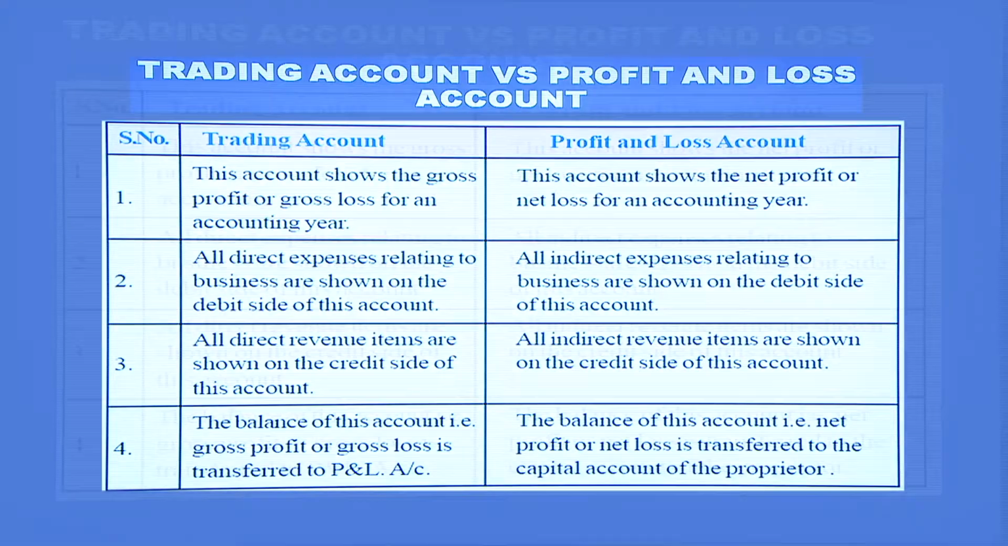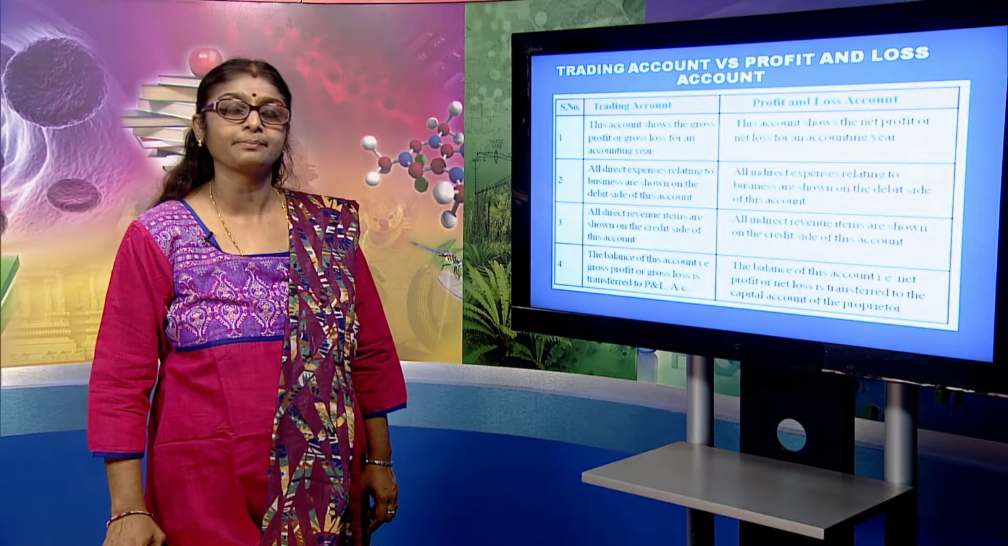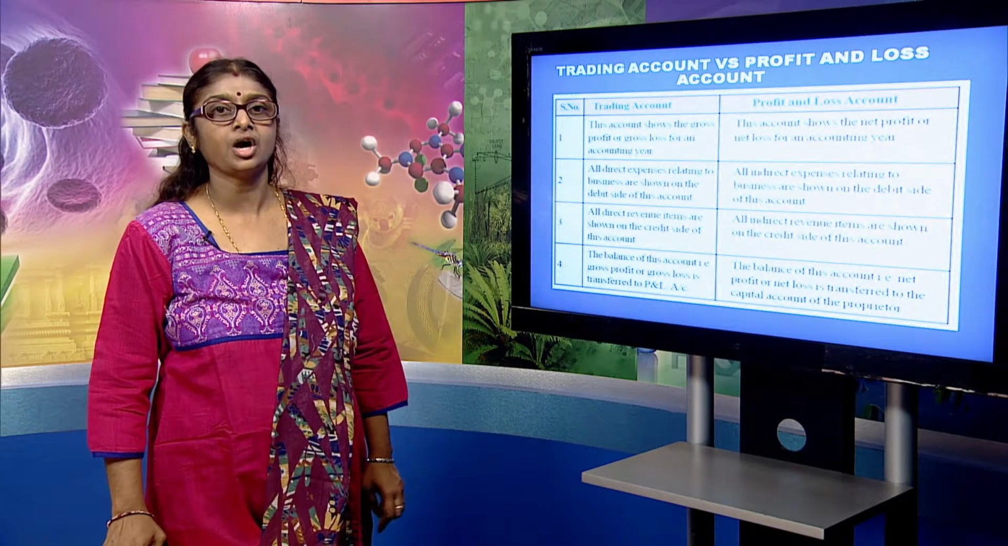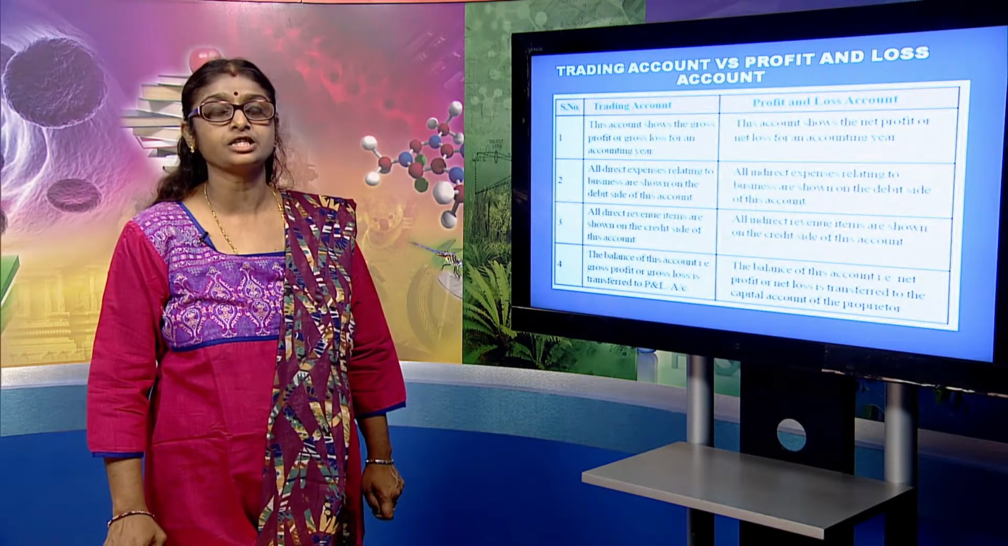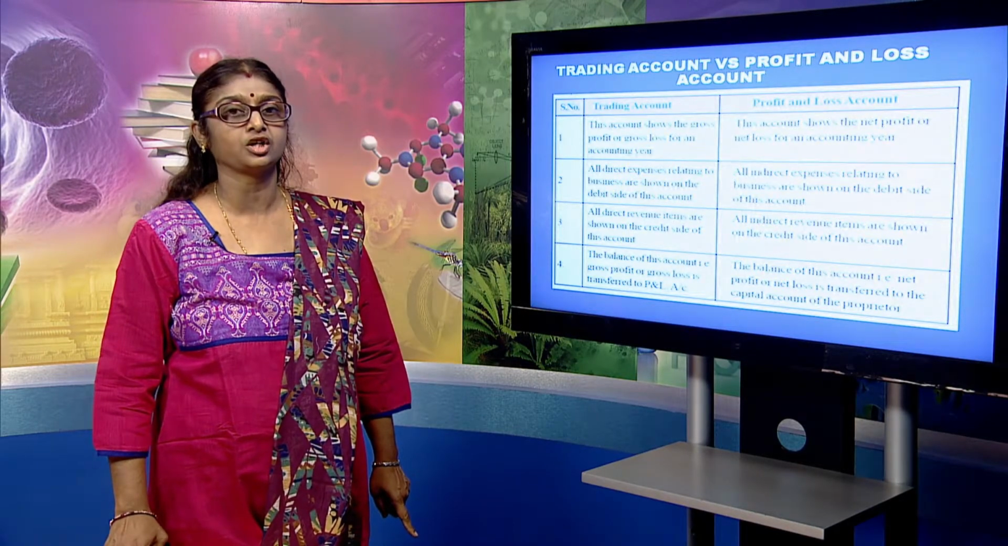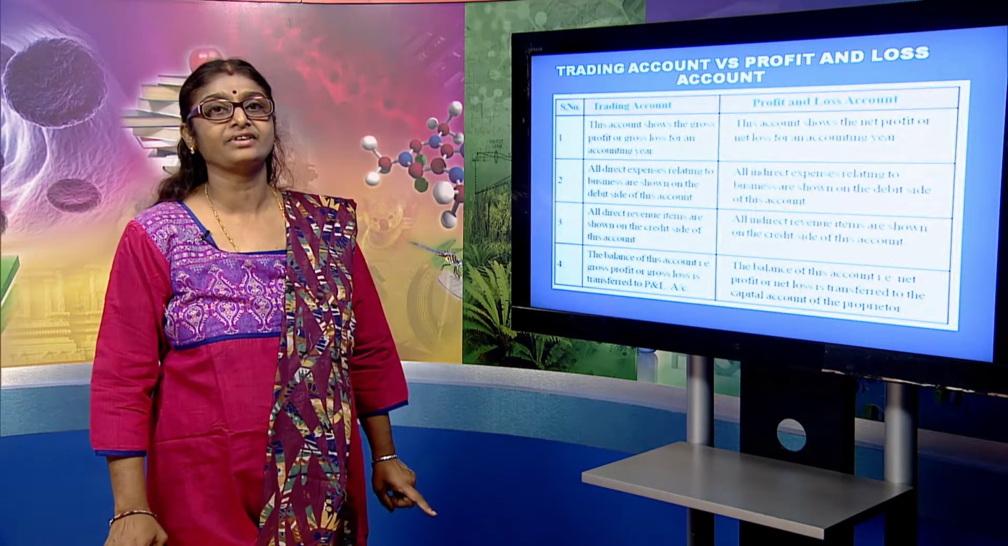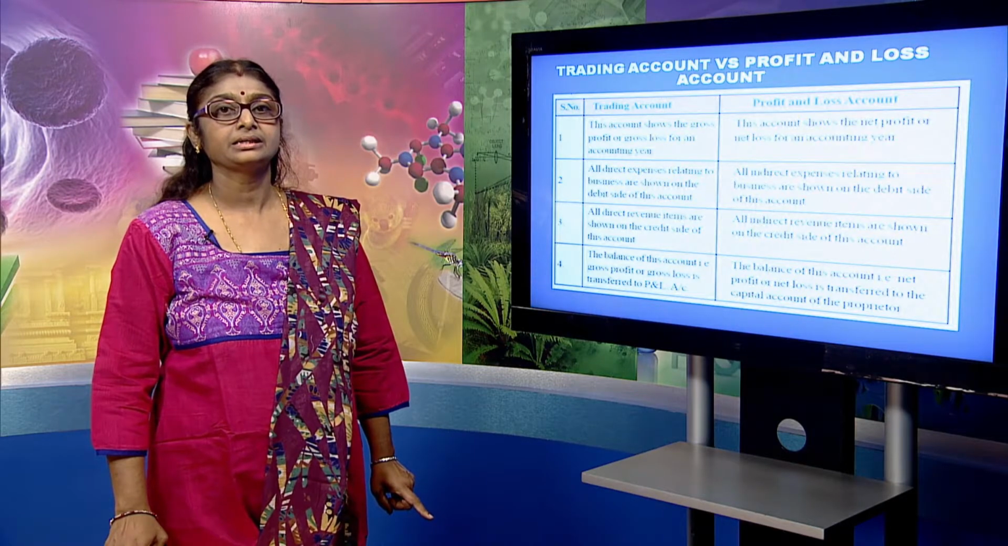Then coming to the difference between trading and profit and loss account, trading account shows the gross profit or gross loss. Profit and loss account shows the net profit or net loss. All direct expenses will come in the trading account. All indirect expenses will come in the profit and loss account. All direct revenue will come in the credit side of the trading account.